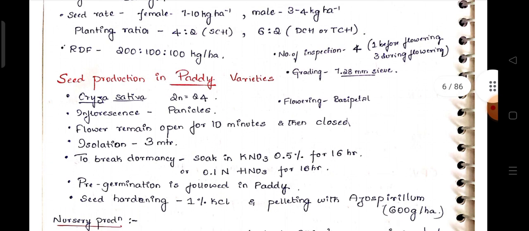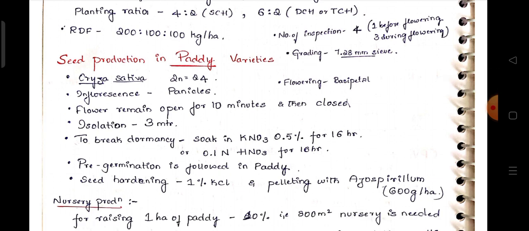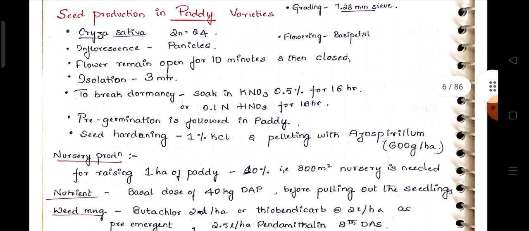Here Oryza sativa is the scientific name. 2n equal to 24, diploid chromosome number. Inflorescence is panicle. Flowers remain open for 10 minutes and then close. Isolation 3 minutes. To break the dormancy, soak in 0.5% KNO3 for 16 hours or 0.1 normal HNO3 for 16 hours.